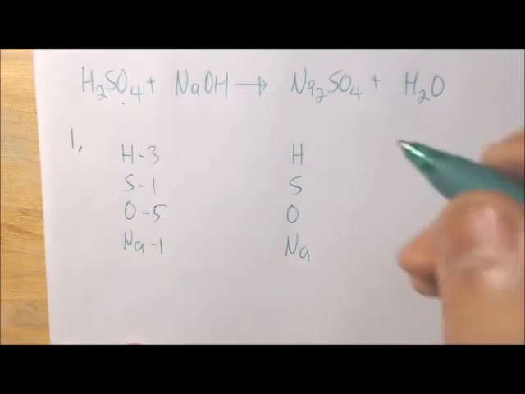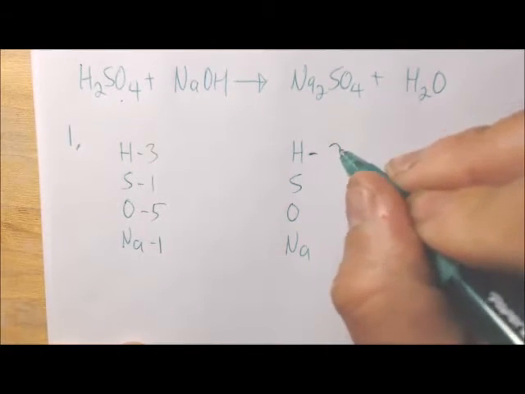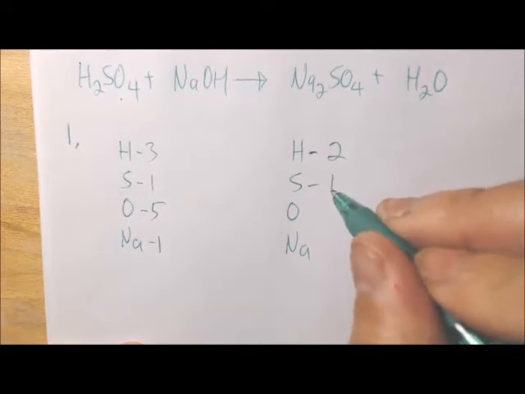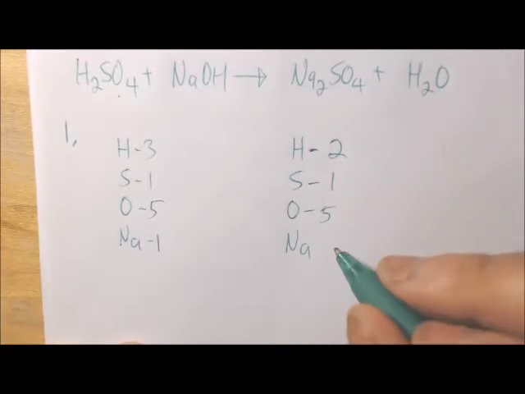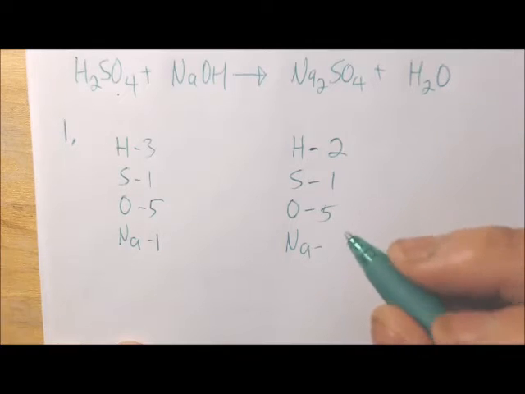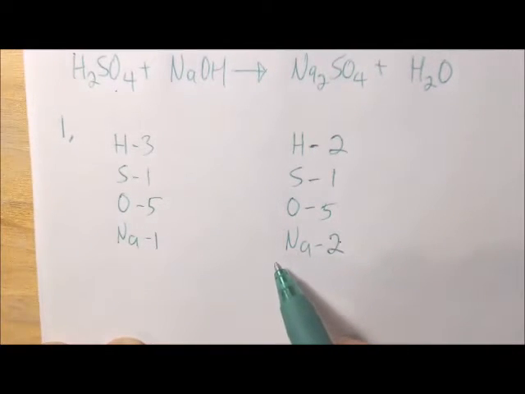I'm also not on the page. Here we go. On this side, on the product side, I have 2 hydrogens, 1 sulfur, 5 oxygens. Don't forget to count both products there, and sodium I have 2. That's going to be a good place to start.